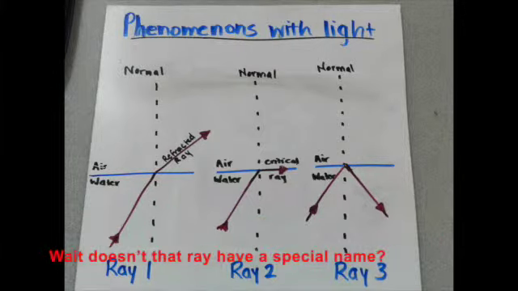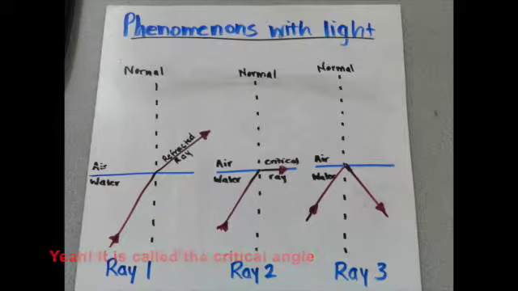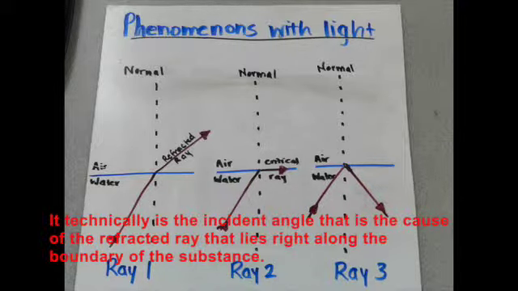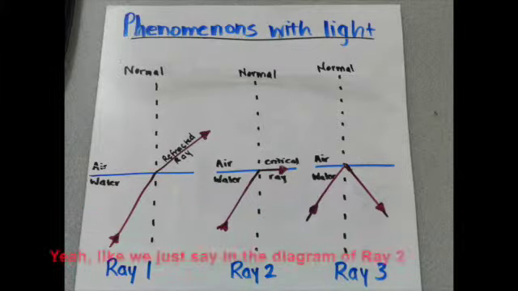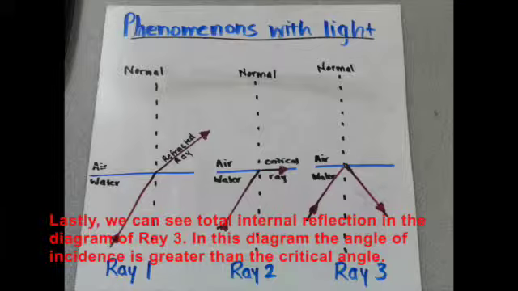Wait, doesn't that have a special name? Yeah, it's called the critical angle. It technically is the incident angle that is the cause of the refracted ray that lies right along the boundary of the substance. Yeah, like we just saw in diagram 2. Lastly, we can see total internal reflection in the diagram of ray 3. In this diagram, the angle of incidence is greater than the critical angle.